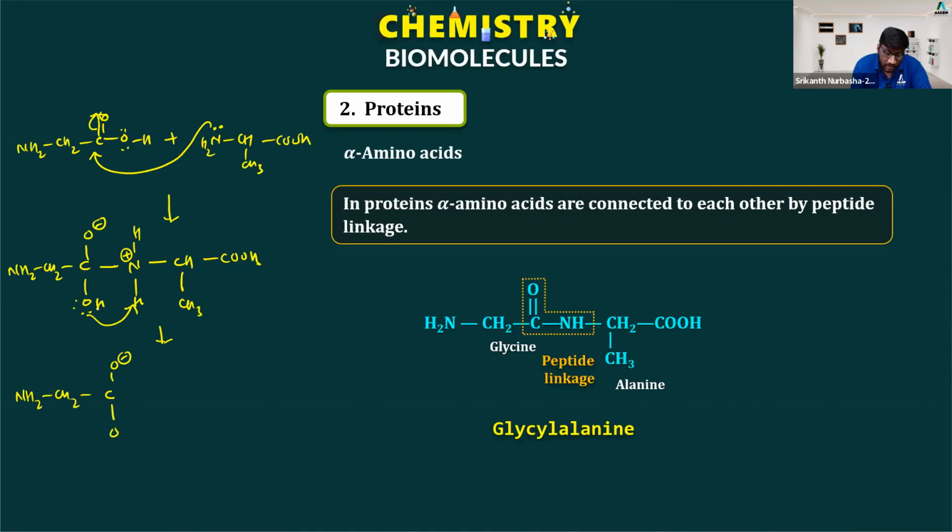Carbon will now have a connection with oxygen, and oxygen, which had two lone pairs, now has only one lone pair. Earlier oxygen also had one OH bond, now two OH bonds and a positive charge. Nitrogen regains its lone pair. Nitrogen will have one lone pair, an NH bond, and CH3, COOH.